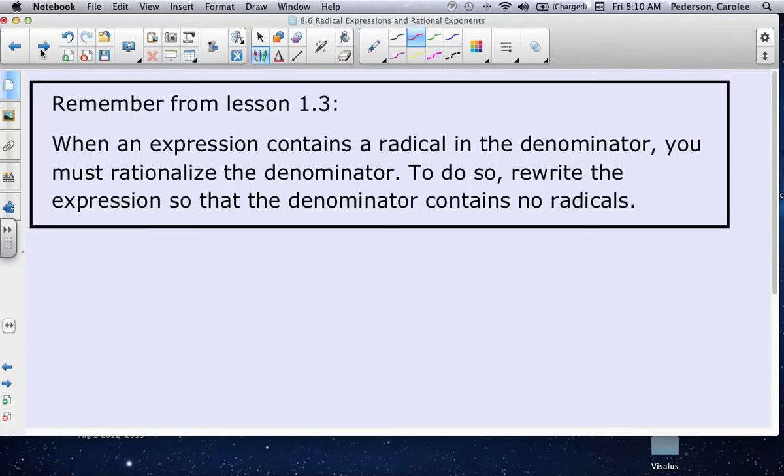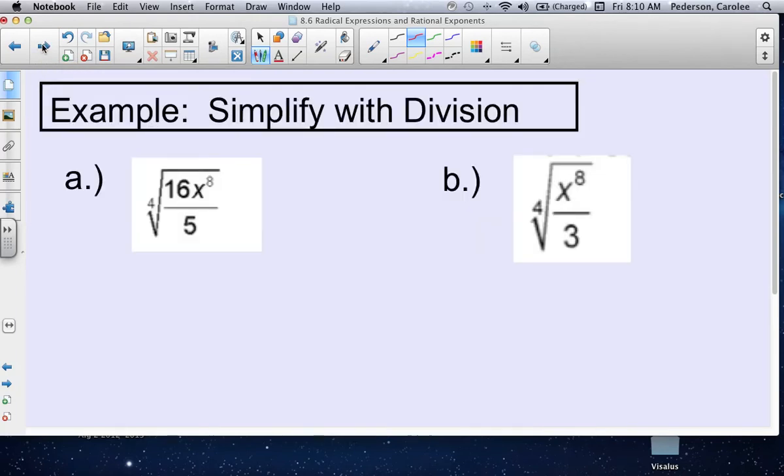In 1.3, we talked about dividing with radicals, and we have to rationalize the denominator. So if there are no radicals in the denominator, we're going to do that in the next slides. So here's a couple examples. We have the 4th root of 16x to the 8th over 5.